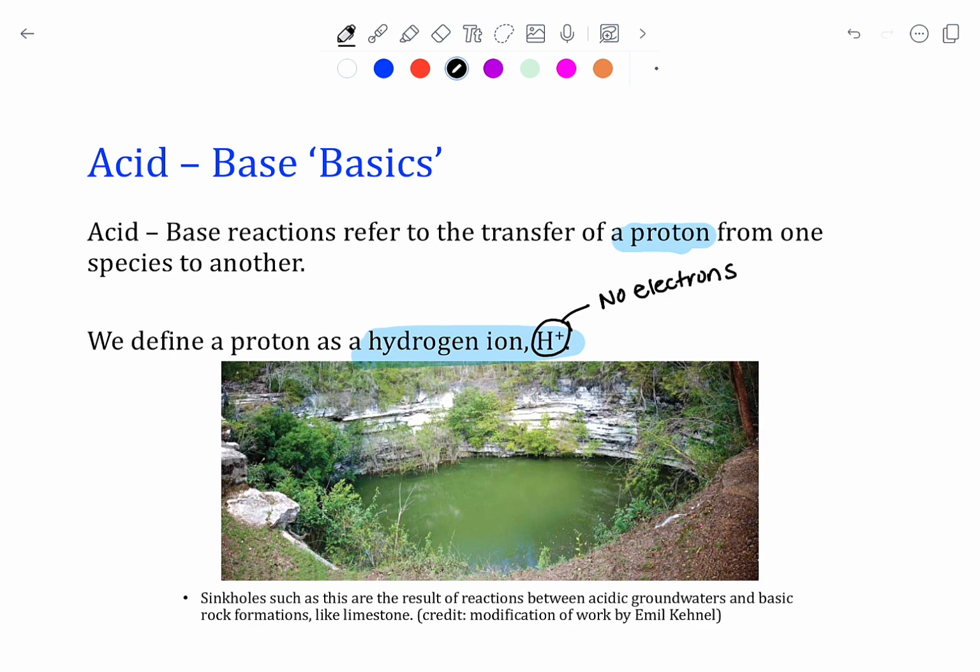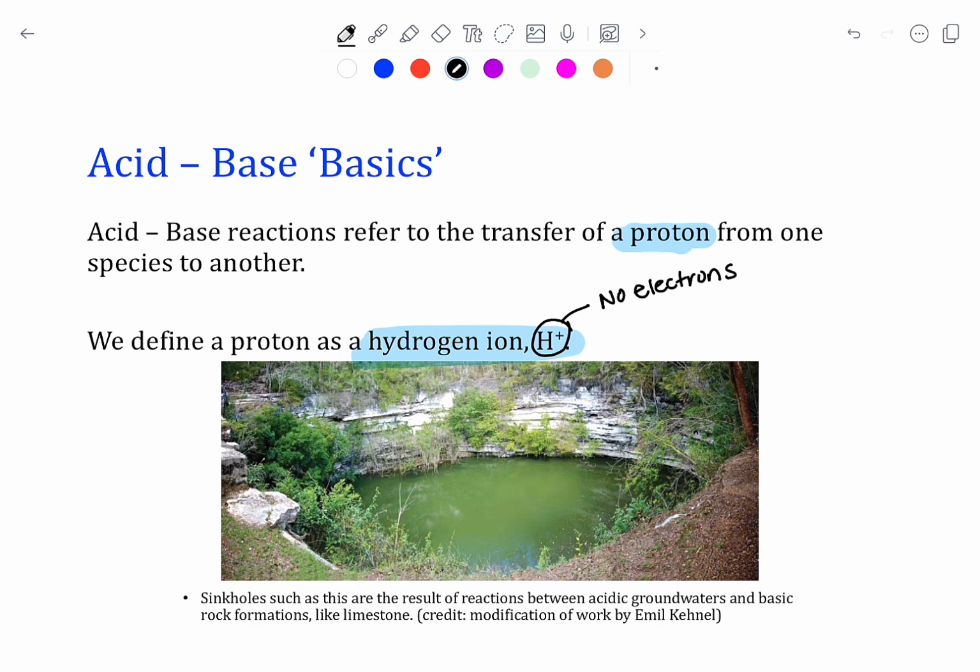Hydrogen has one proton, one electron, as it is on the periodic table, but if we're going to make an ion out of it with a +1 charge, that means it lost its one electron. So the hydrogen ion is just one proton. So we're really just moving or transferring a proton in our chemical reaction.